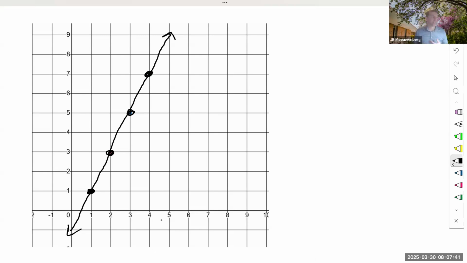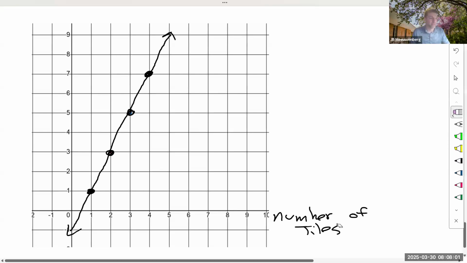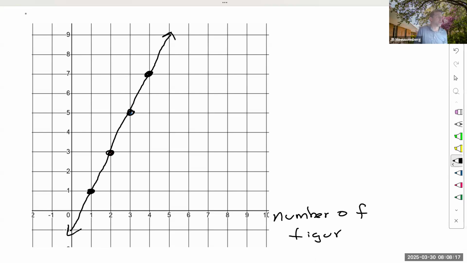Often when we are putting things on a graph, we label our axes with the information. And so this horizontal x-axis, this would be the number of the figure. And our vertical axis, the y-axis, that was the number of tiles. I misspoke. Let's do that again. So the horizontal axis is the number of the figure and the vertical axis was the number of tiles.